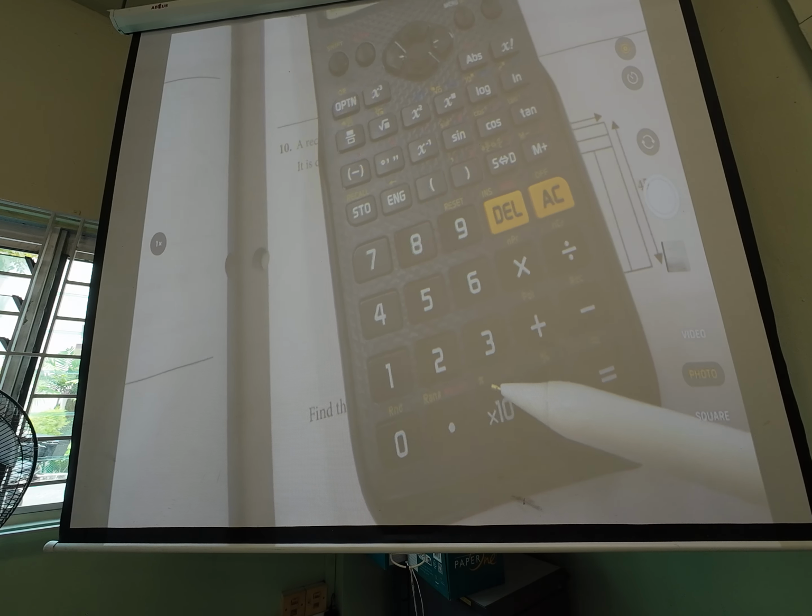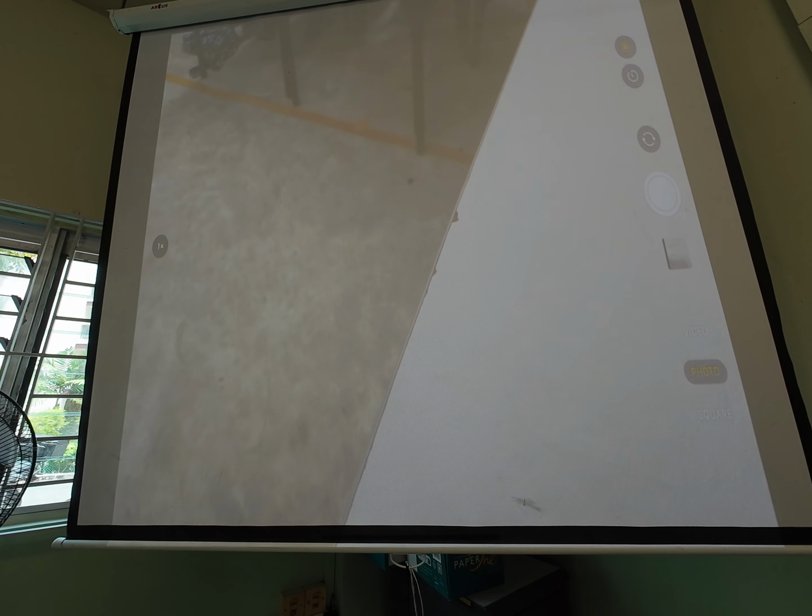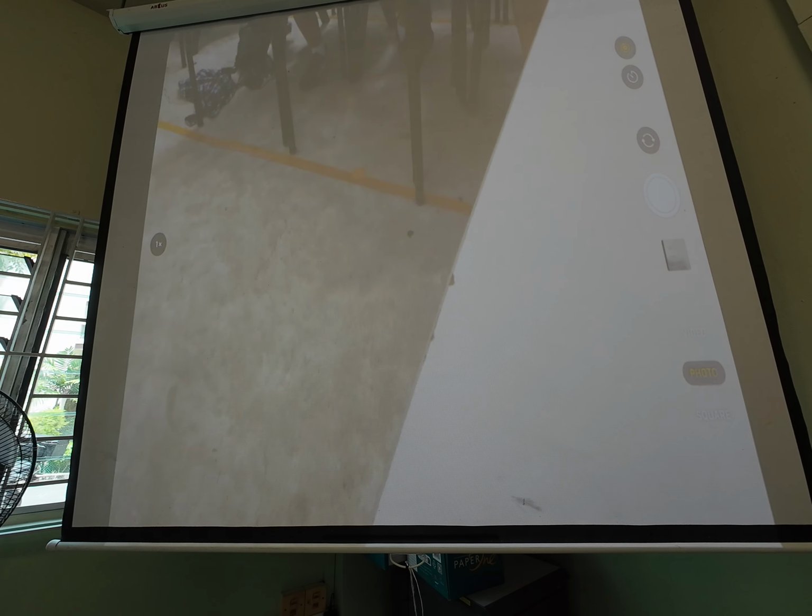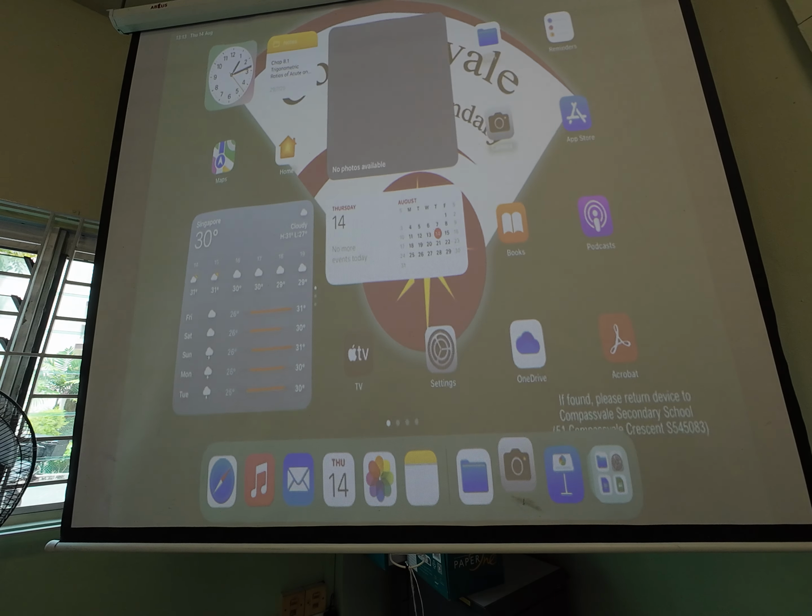Okay? So question 9 asks you to use 3.142, you can use 3.142. If the question never specifies, we always use the calculator pi. It is the most exact pi.